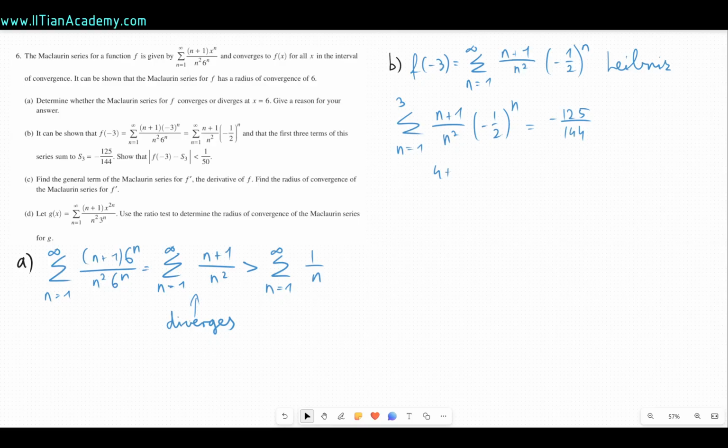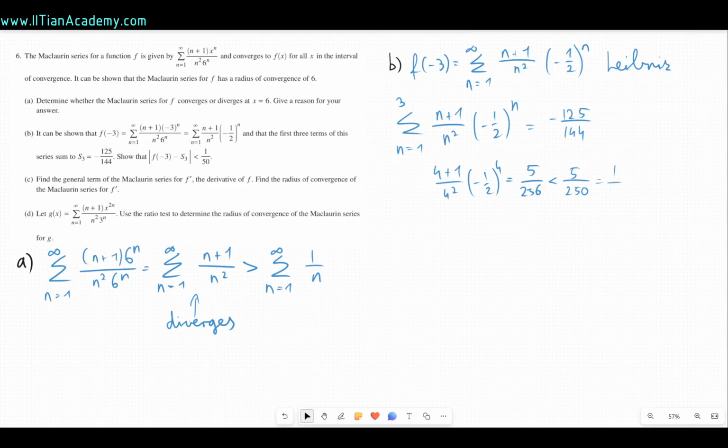So that will be (4 plus 1) over 4 squared, and then times (minus a half) to the power of 4. This will be equal to 5 over 256. And well, this here is smaller than 1 over 50, so we can give an approximation of it with something that is larger. So we made the denominator smaller, so this is overall larger.